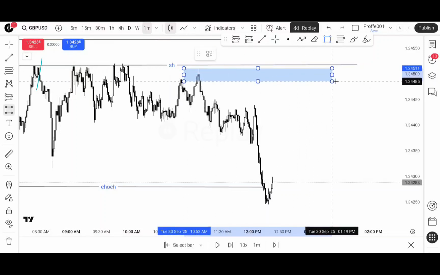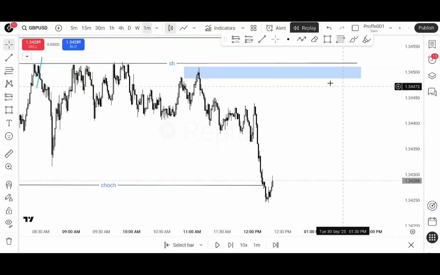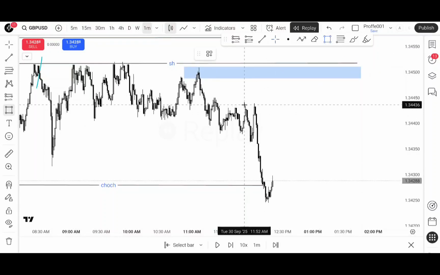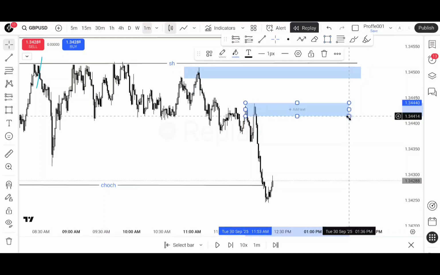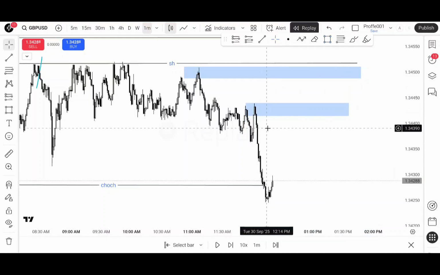This order block is the recent order block that has not been mitigated. This order block and this order block. These are the two order blocks that have not been mitigated. This one and this one.